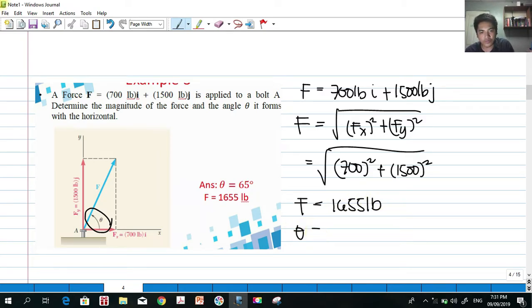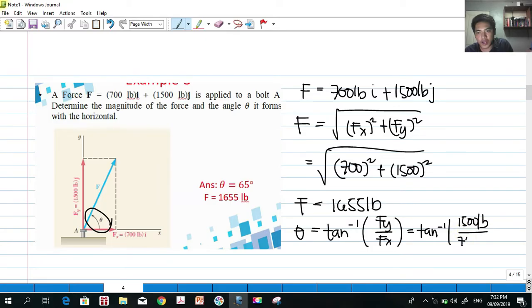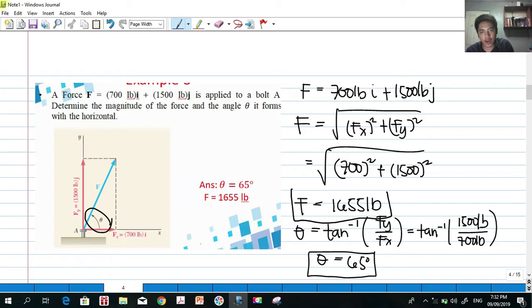And the direction is, of course, inverse tan or arctan of f of y over f of x, as you can see, the components only. So, arctan of the component of y, 1,500 pounds, over 700 pounds. The angle it makes with the horizontal axis, of course, has to be less than 90. The answer is 65 degrees. So this would be our answer for this problem.